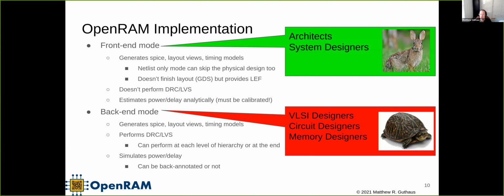In the back-end mode, it can do full LVS and DRC, and then it can do simulated power and delay, either back annotated or not. The reason I don't turn this on by default is it's really slow. Obviously, simulation of a memory structure is going to have a lot of devices. It's much faster in SICE. We're finding it's orders of magnitude faster than ngSpice, the other open source simulator. So we can probably think about doing a little bit more of this.